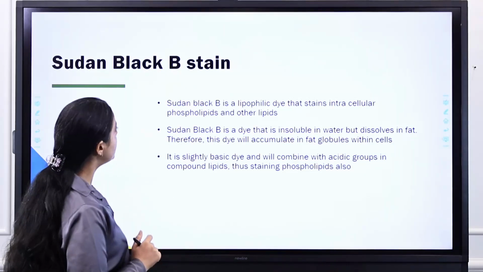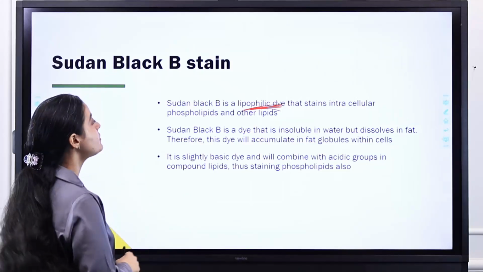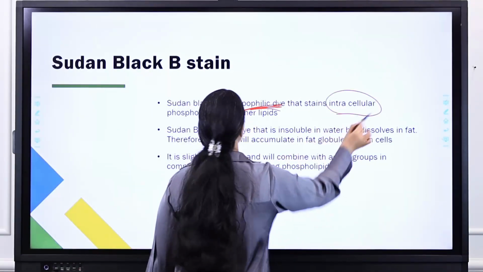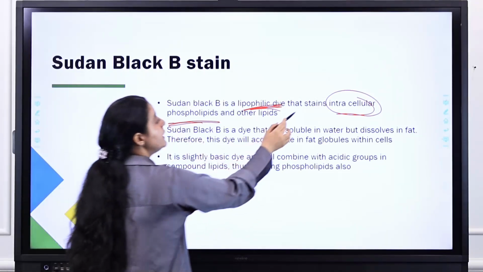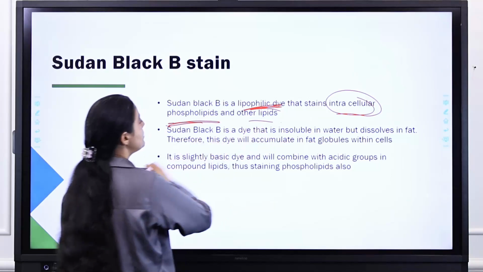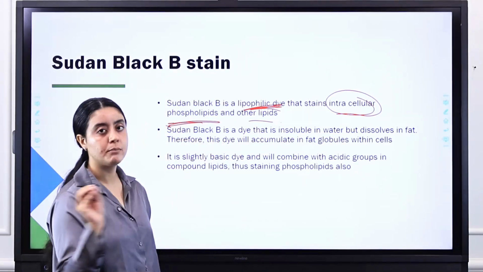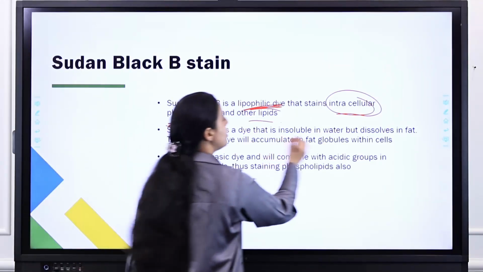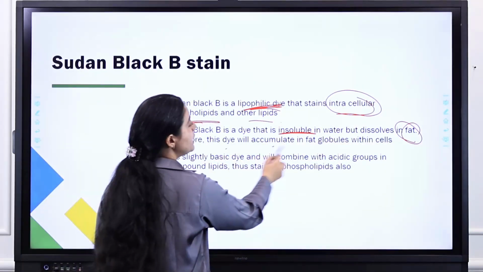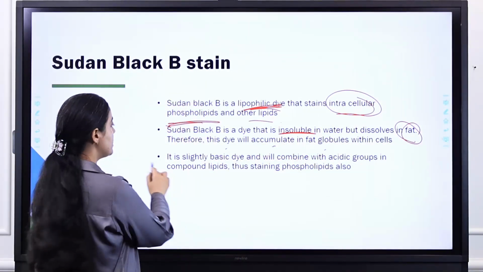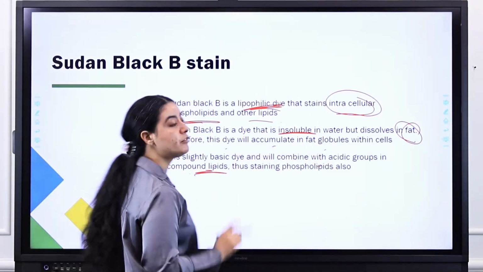Now Sudan black B stain, it is again a lipophilic dye and it stains the intracellular phospholipids and other lipids. There are categories of the lipids. It is insoluble in water, but it dissolves in fat. You have to know the basics of every stain. So this dye will accumulate in fat globules within the cells. Now it is a slightly basic dye and it will combine with acidic groups in compound lipids, thus staining phospholipids also.